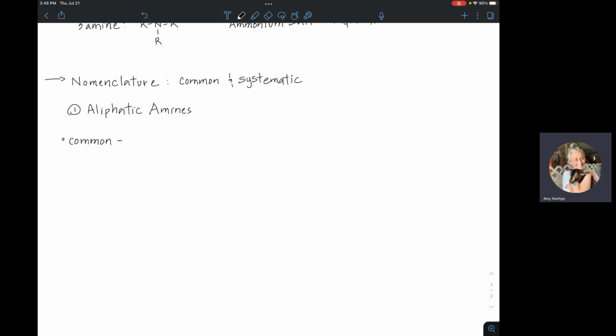In common nomenclature, we're going to name the alkyl groups bonded to the nitrogen, and then we're just going to follow it up with the word amine. So name the alkyl groups on the nitrogen in alphabetical order, followed by the word amine.